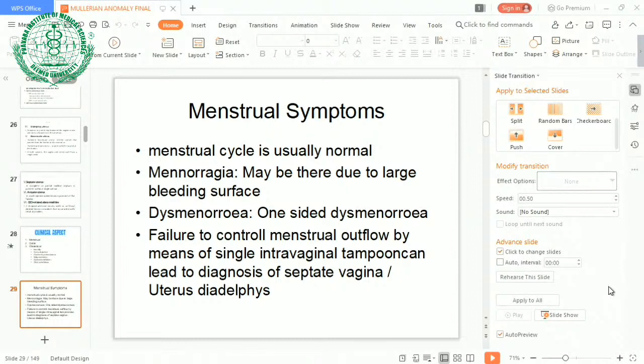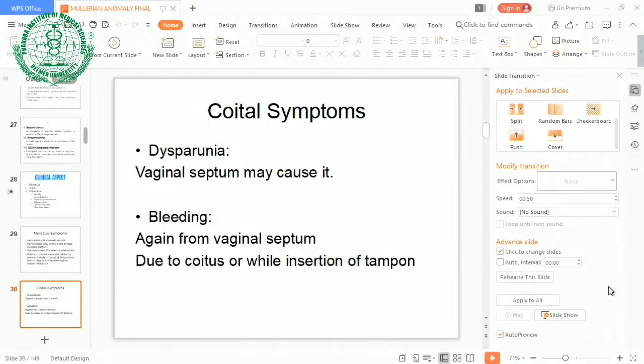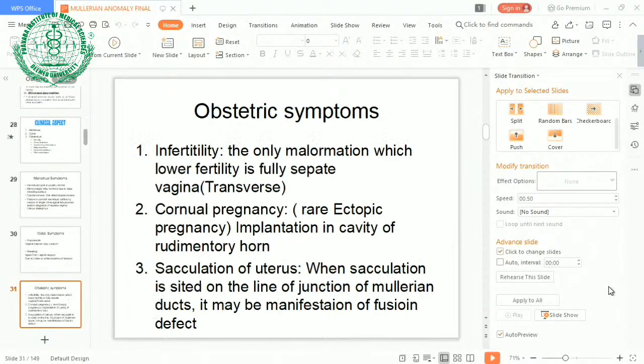Failure to control menstrual outflow by means of a single intravaginal tampon can lead to diagnosis of septate vagina or uterus didelphys. Coital symptoms: there can be dyspareunia, maybe because of the vaginal septum, or there may be bleeding again because of the vaginal septum, during coitus or while insertion of the tampon. So either of these two can lead to injury to the septum. Coming to obstetric symptoms, there may be infertility. The only malformation which lowers the fertility is fully septate vagina, that is transverse.